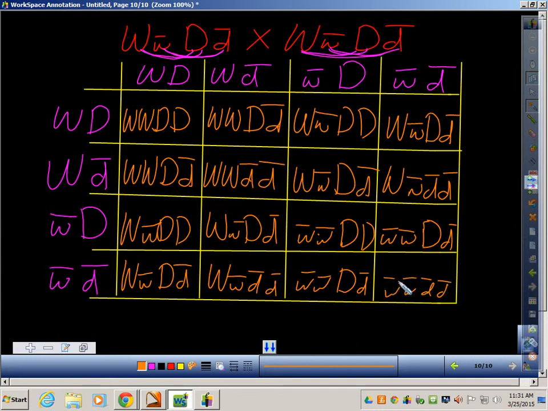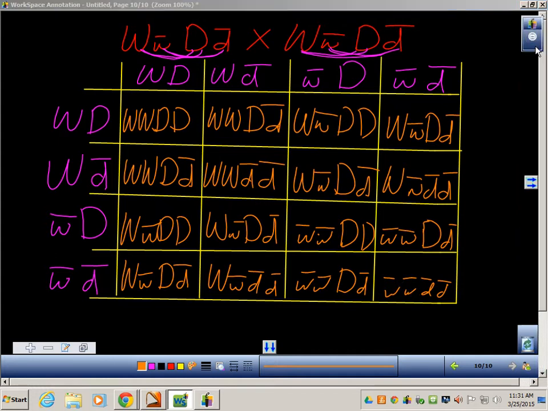Okay. So there is your dihybrid cross where both parents are heterozygous for both traits. Now, you can do a trihybrid cross. That's 64 squares. I won't do that to you.